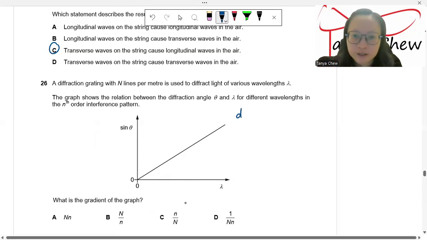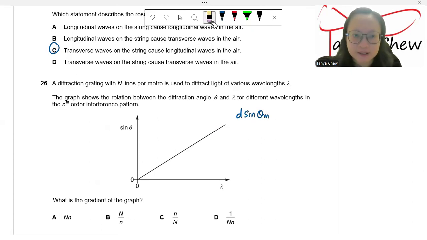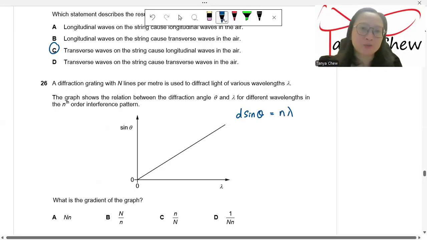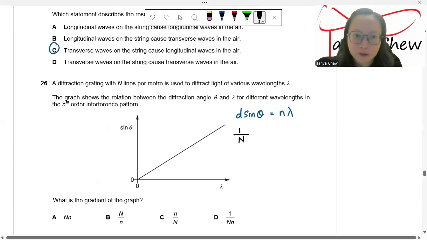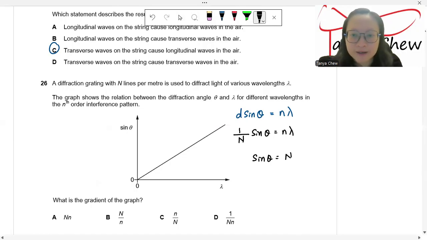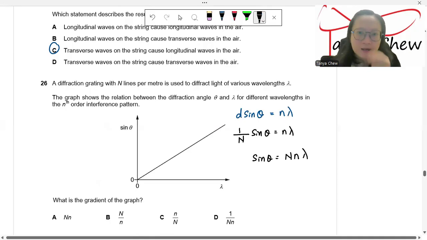For diffraction grating, d sine theta m, or theta n in this case, I'll just put sine theta, is equal to n lambda. And there's a relationship between grating spacing and number of lines per meter. Grating spacing is 1 over number of lines per meter. So sine theta is equal to n lambda. Just put sine theta as the subject. Sine theta is equal to n lambda. So this is your y-axis. This is your x-axis. The gradient would be n m, which is 8.